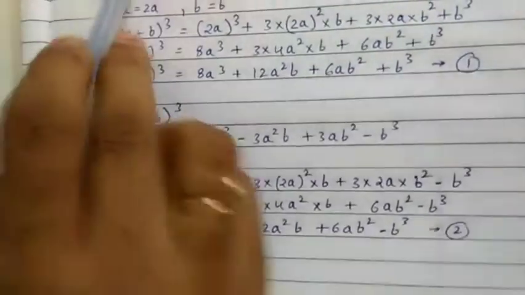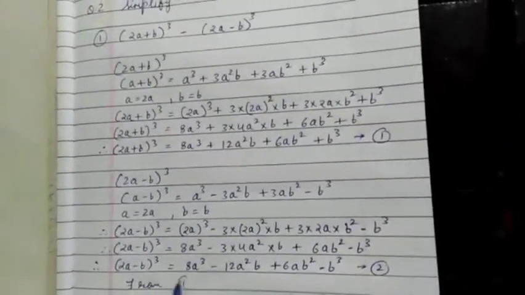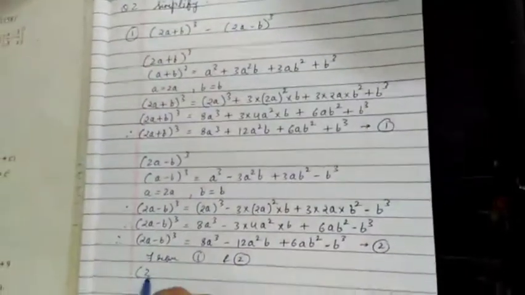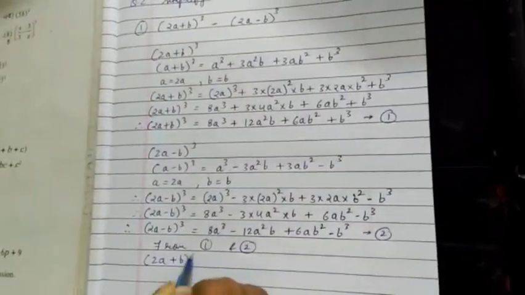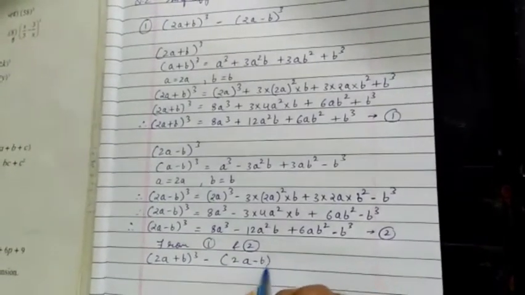Now what we have to do, we have to minus. Okay, so from 1 and 2 we have to minus 2a plus b whole cube minus 2a minus b whole cube.